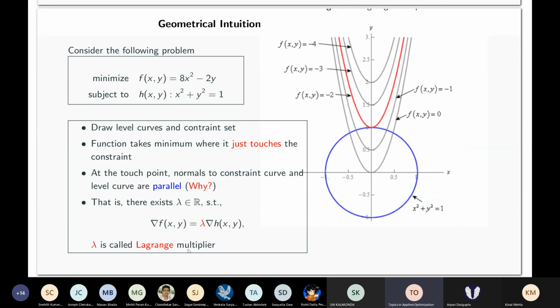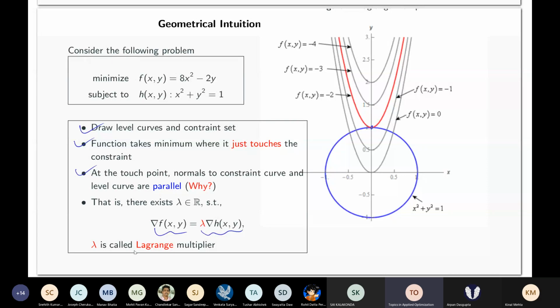This is what I have just summarized. Stepwise, you draw level curves and the constraint set. The function takes the minimum where it just touches the constraint. At the touch point, the normal to the constraint curve and the level curve are parallel, because the tangent will be flat and the gradients are perpendicular to the tangent drawn on the level curve. That's the proof we have done before. It applies to both curves, so they are dependent on each other. When two vectors are parallel, one is a scalar multiple of the other.